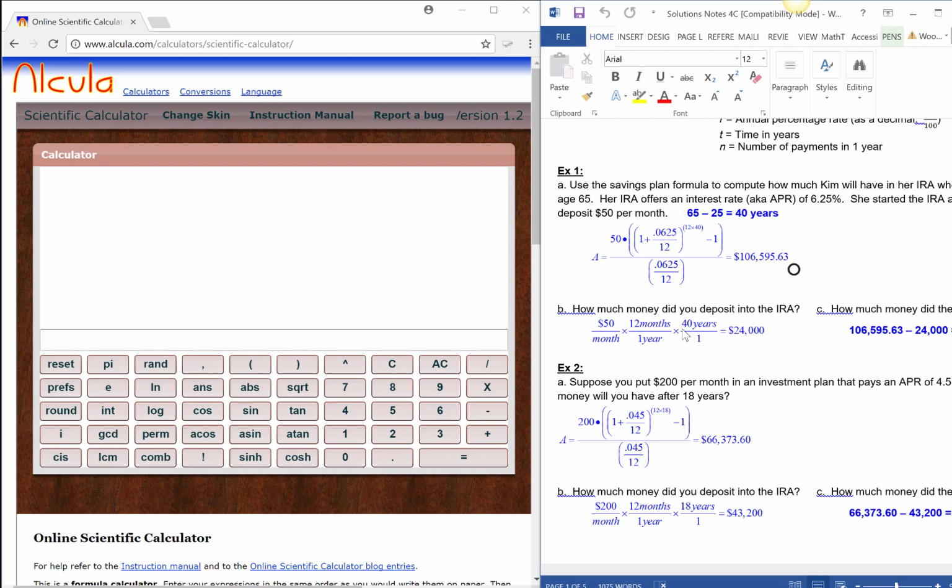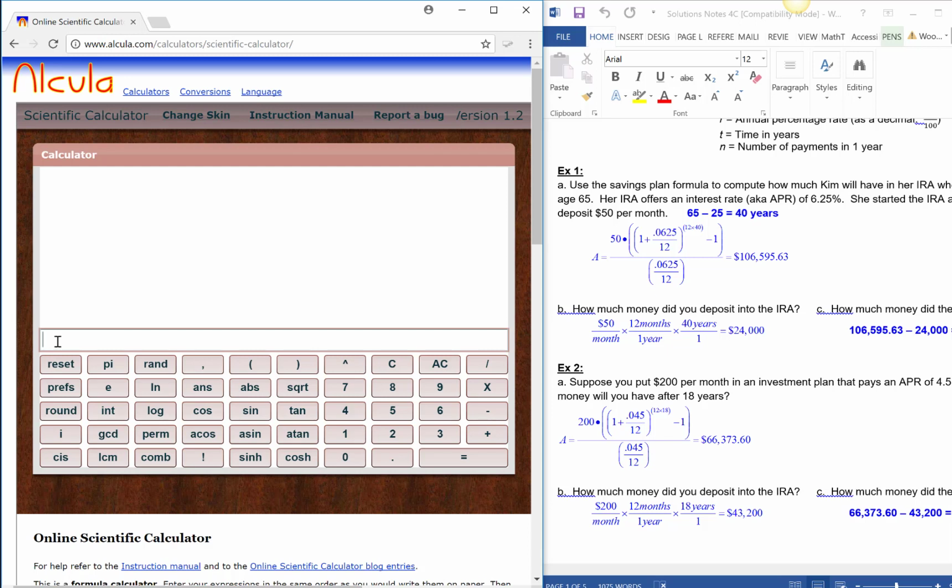As I had mentioned in my previous lecture note videos, you can literally type this in from left to right, so long as you use all the parentheses that you see here on your formula sheet, as well as these that I've inserted here in the solution key notes. So I just went to a website, www.akula.com, and pulled up a basic scientific calculator. As I've stated before, you don't need anything fancy for this particular course.